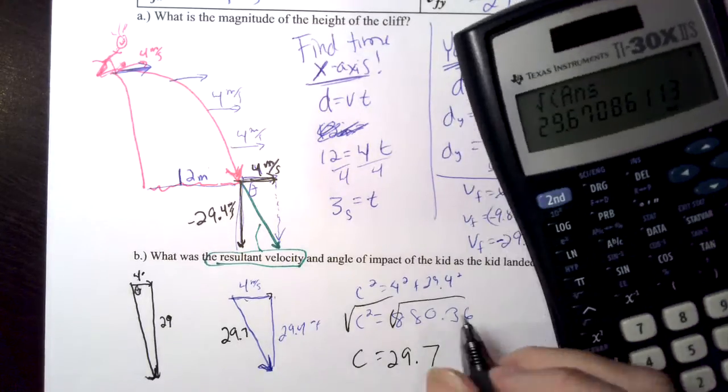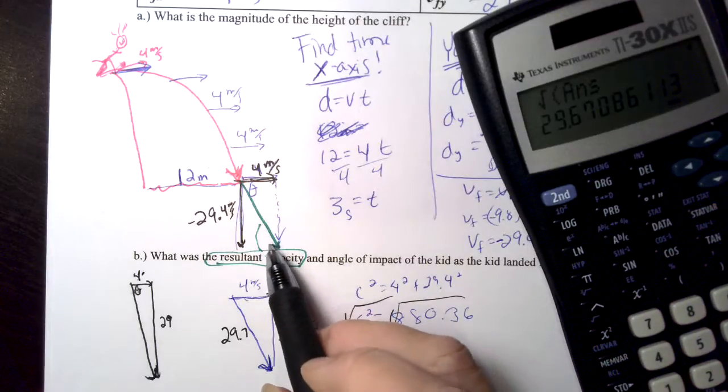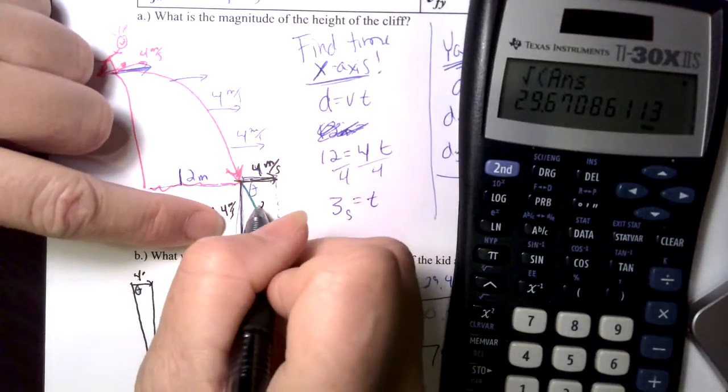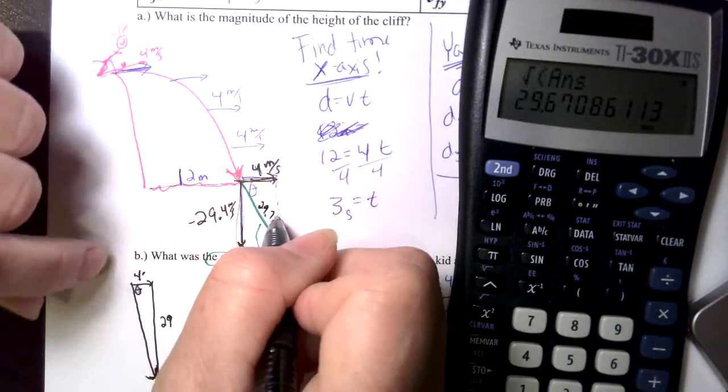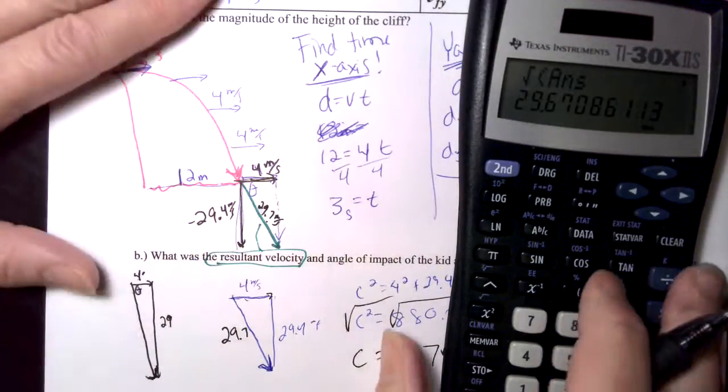All right, put the units here. Meters per second. What's the green arrow? 29.7. Gosh, I hope I didn't make a mistake. Well, that's what that is. 29.7. All right, that's my resultant.